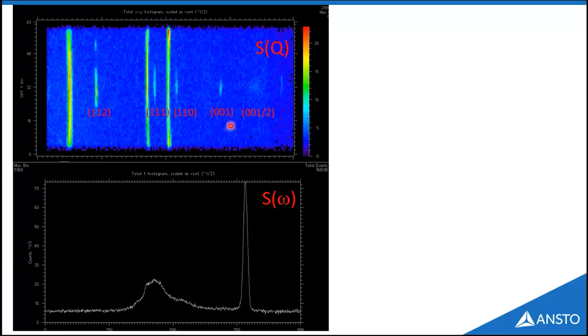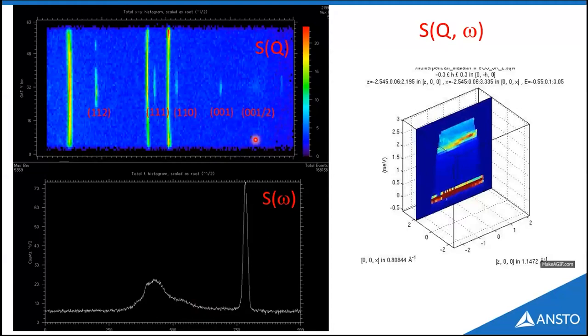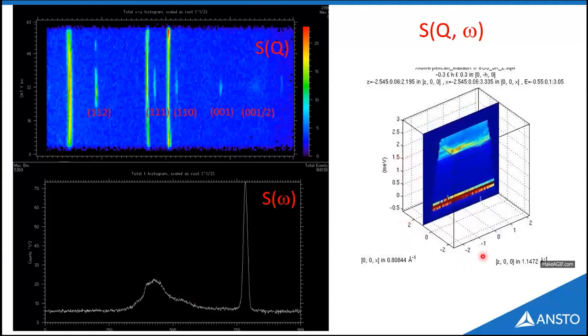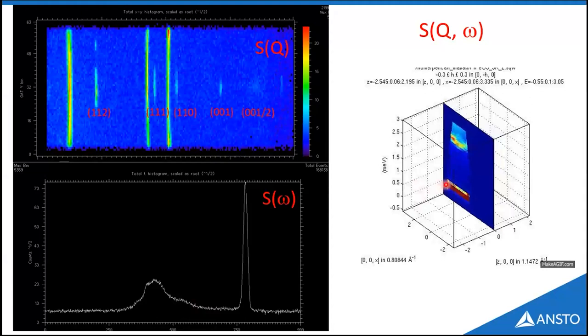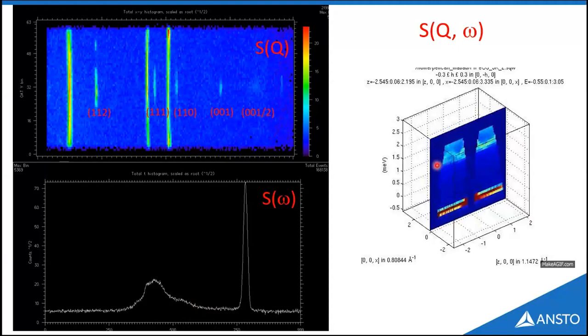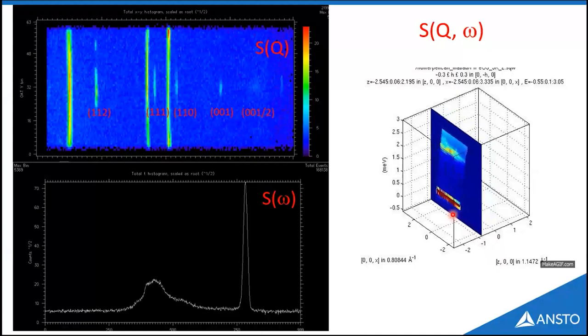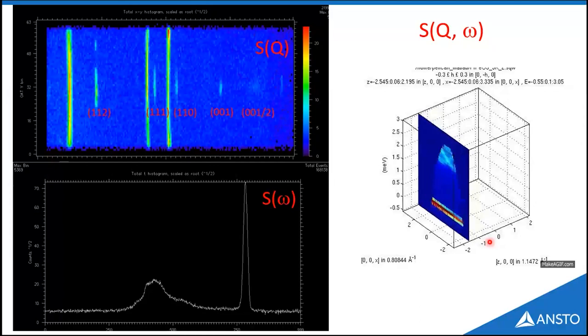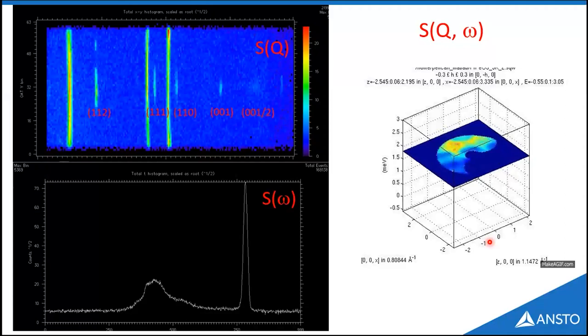Okay, we combine this S(Q) and S(omega), and we get S(Q, omega), the scattering function. As you can see here, this is a single crystal. We get basically a four-dimensional data set, two crystallographic directions and energy, and the color code corresponds to the intensity. As you can see, we see the spin wave and the elastic lines, and after we get this package, we can cut wherever we like. And for the triple axis instrument, to get this kind of information we have to scan point by point. So that's actually the difference.